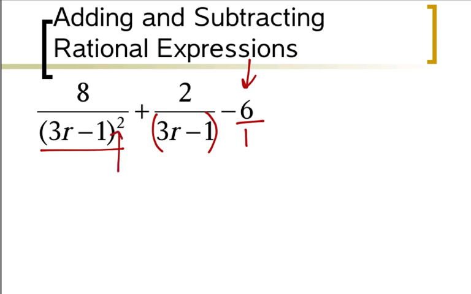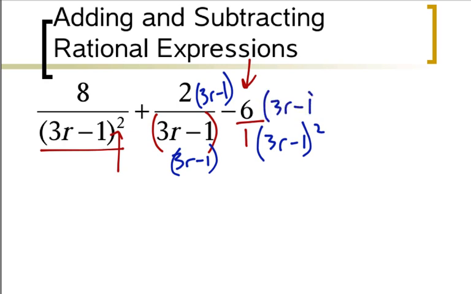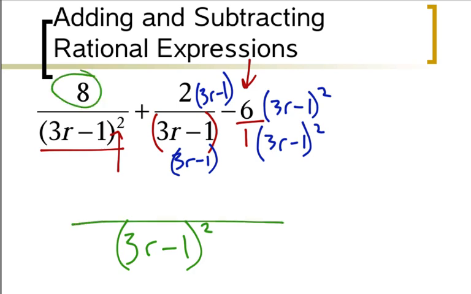So to get that, this middle fraction needs to be multiplied by 3r minus 1 on the bottom and on the top. And this last fraction, the negative 6, needs, on the top and the bottom, a 3r minus 1 squared. Okay, so now they all have a common denominator of 3r minus 1 squared. So the first fraction still has just the 8. The second fraction, if I distribute, has plus 6r minus 2.